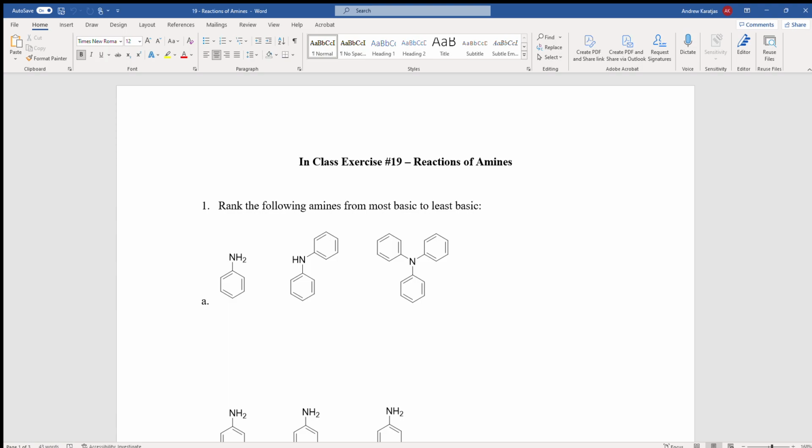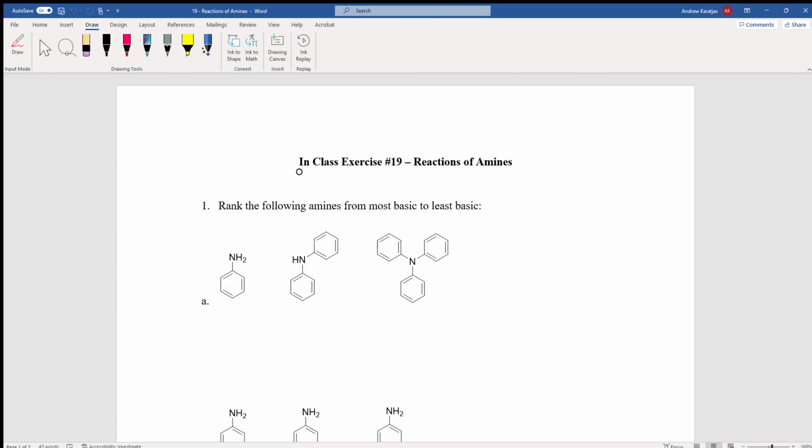Our first question here deals with basicity of amines. So each one of these questions in part one has three different amines, and the question is to list them from most basic to least basic. So as I go through these, I'll use one as our most basic and three as our least.